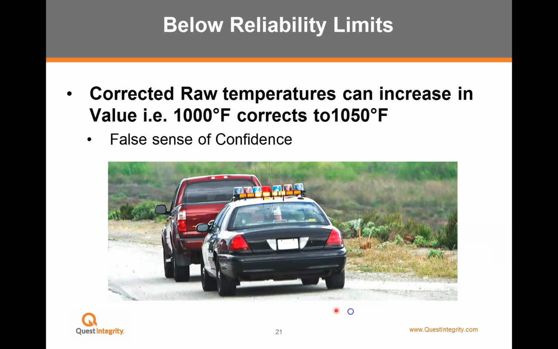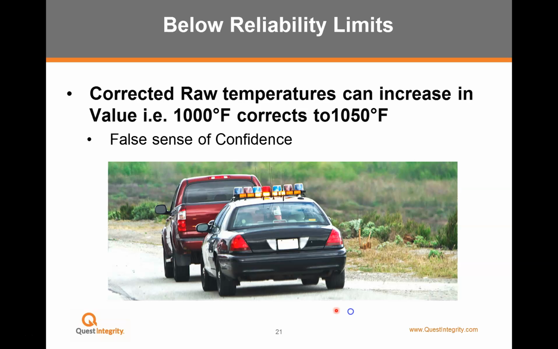One thing I do want to point out is that a lot of times when we talk to operators, they believe their thermocouple is reading accurately or that there are no issues with their conventional IR. And that could be true. But I do want to point out one thing: corrected temperatures don't necessarily mean you reduce the temperature reading from the raw temperature to the corrected temperature.